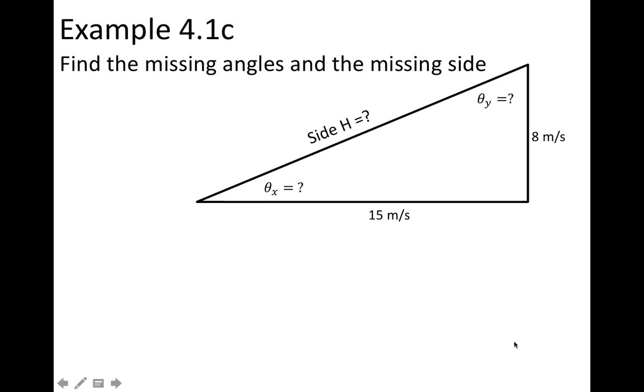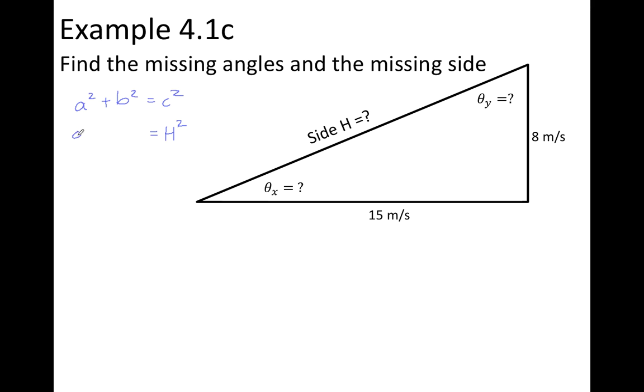So we're going to use that in this example because here we are given two sides, but we don't know any of the angles. So we'll start with the unknown side. If we know two sides of the triangle, then we can use the Pythagorean theorem to find the third side. And we can set that up like this. The Pythagorean theorem says a squared plus b squared is equal to c squared. Doesn't matter which side is a and b, just as long as the hypotenuse, side h, is side c.